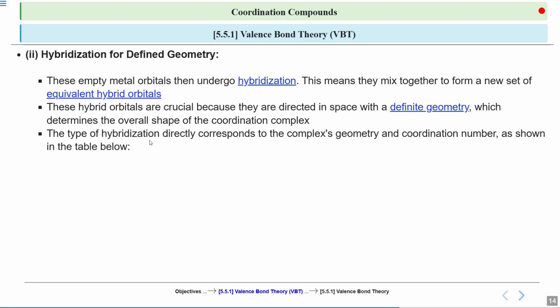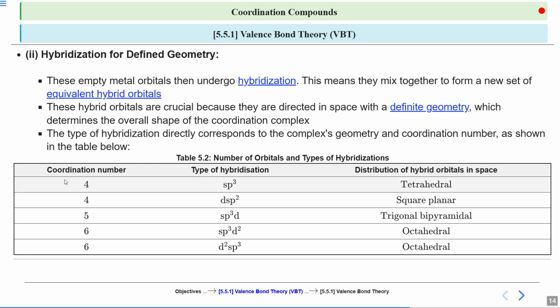The type of hybridization directly corresponds to complex geometry and coordination number, as shown in the table below. Now we are going to see a table where it is clearly shown what the type of hybridization is, and the type of hybridization shown by the complex is directly related to the complex geometry and the coordination number. How? Let's see in the table. So let's see table 5.2, which is showing the number of orbitals and the types of hybridization.